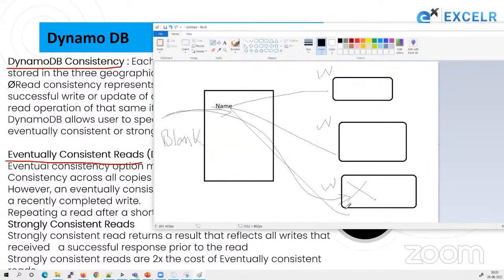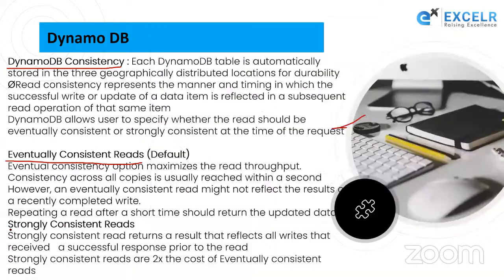Why is this happening? This is because of eventual consistency. Why? Because it takes some time to propagate. And that's the reason this is called eventual consistency. There is another kind of consistency, which is called strong consistency.